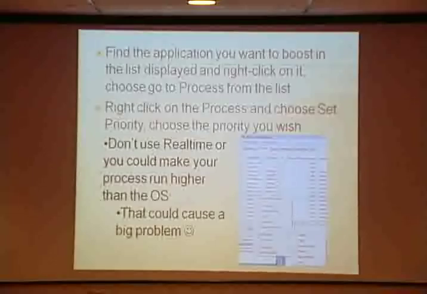If you right-click on the process in the process list, choose Set Priority, you can go ahead and set the priority that you wish. There are, I think, six levels. You can go to real-time, high, above normal, normal, below normal, or low.